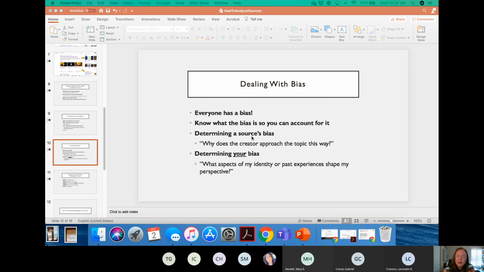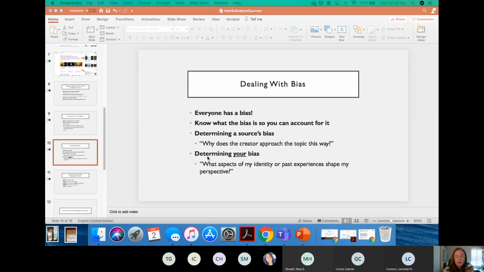Sometimes bias is easier to spot. If you're reading somebody's diary or journal, you're probably going to have a lot easier time finding bias than if you're reading a Supreme Court ruling. But bias is there. It's just a little bit easier to see in some places than others.